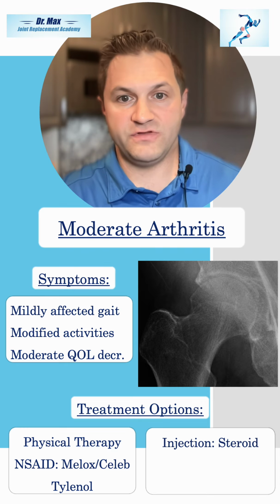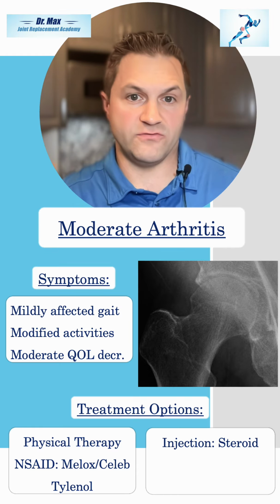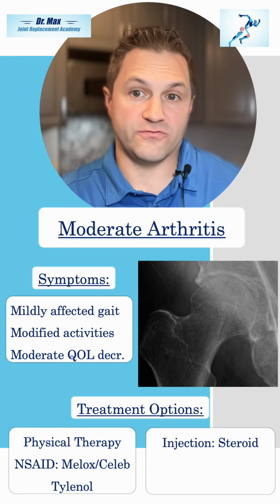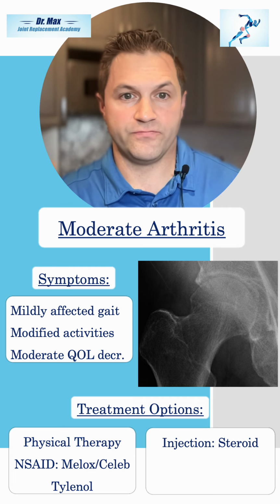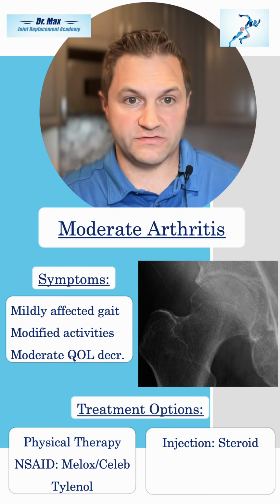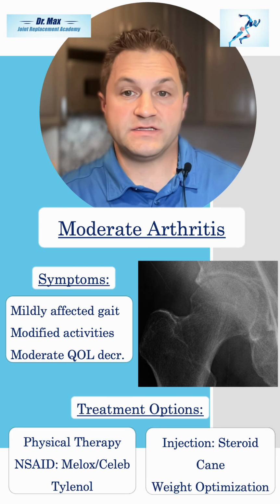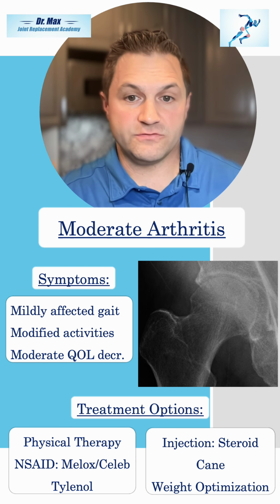They should consider using an injection such as cortisone or steroid to help improve their quality of life, which could also reduce the amount of oral medication that is required. This injection typically needs to be scheduled with an ultrasound specialist, and a cane may become part of the picture. Lastly, weight optimization efforts should be continued.